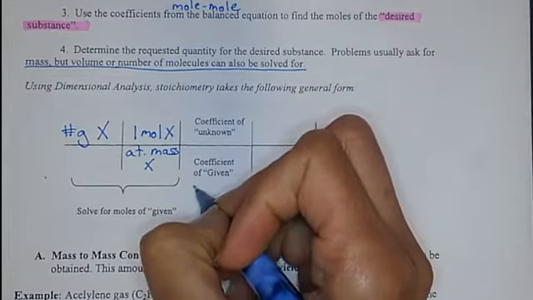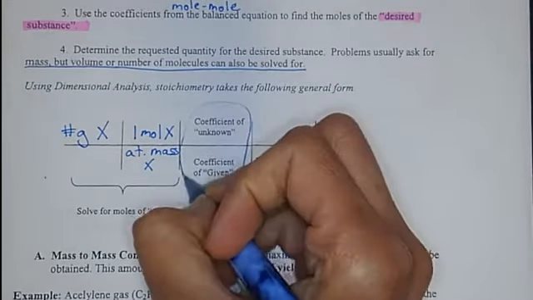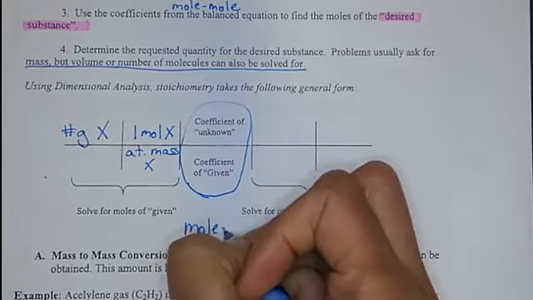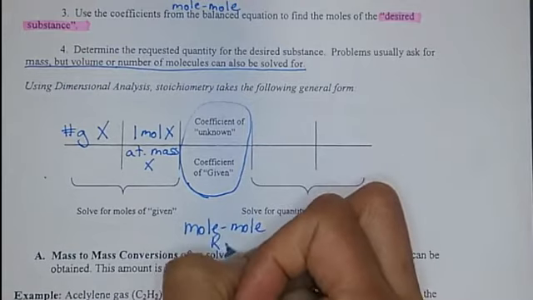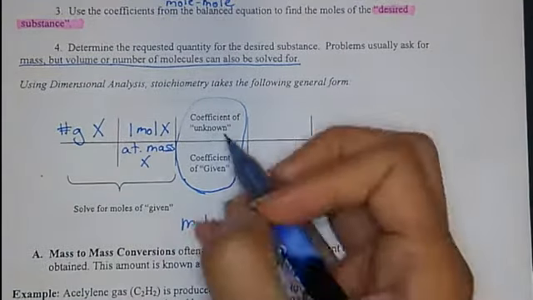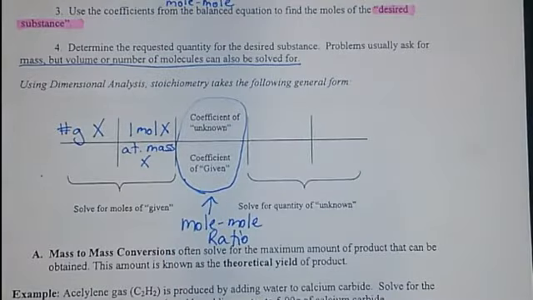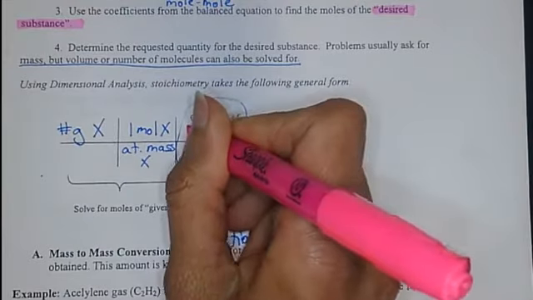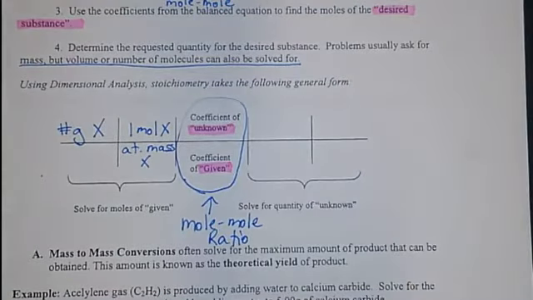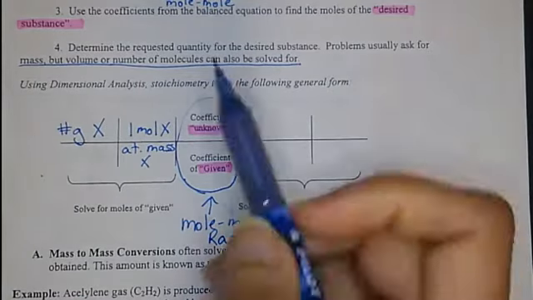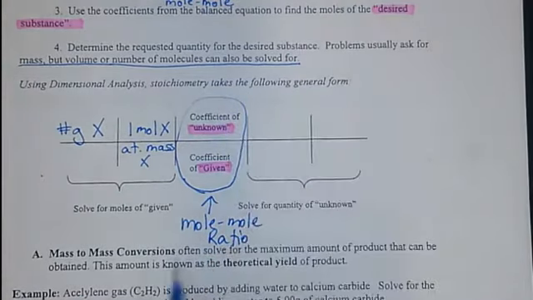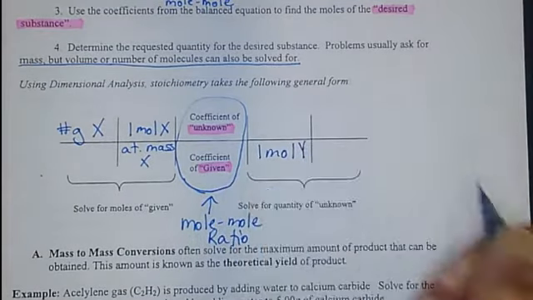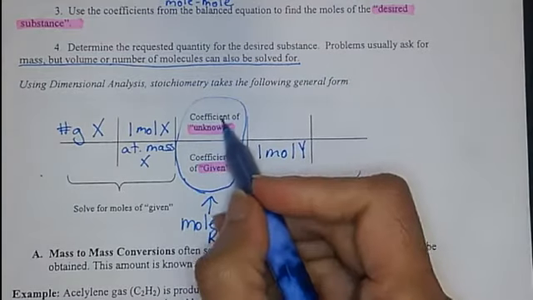Now this is where you're going to use your coefficient, okay? This is where your mole to mole ratio comes in. So you're going to start off, your given is going to be written in the denominator, and whatever desired substance or value you are trying to find, the coefficient or the mole will be written on top. Then 1 mole of your new substance will be at the bottom because you're trying to cancel.